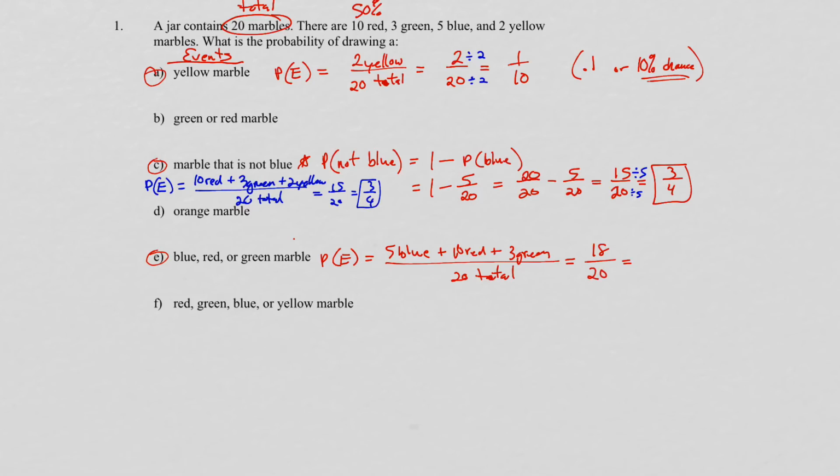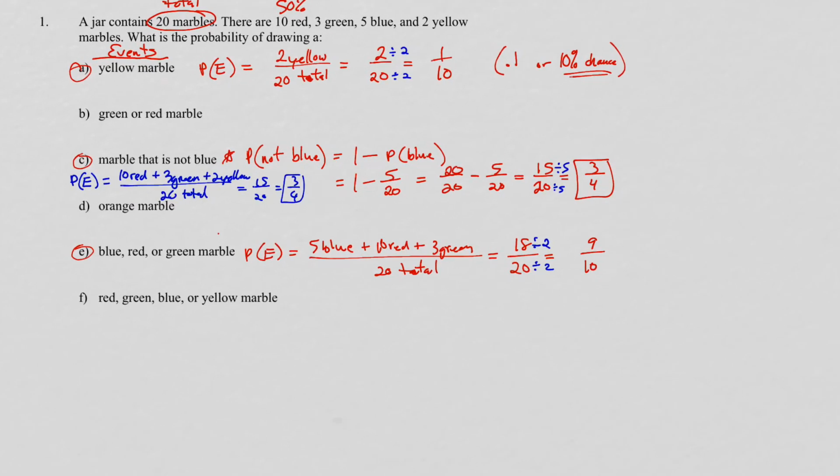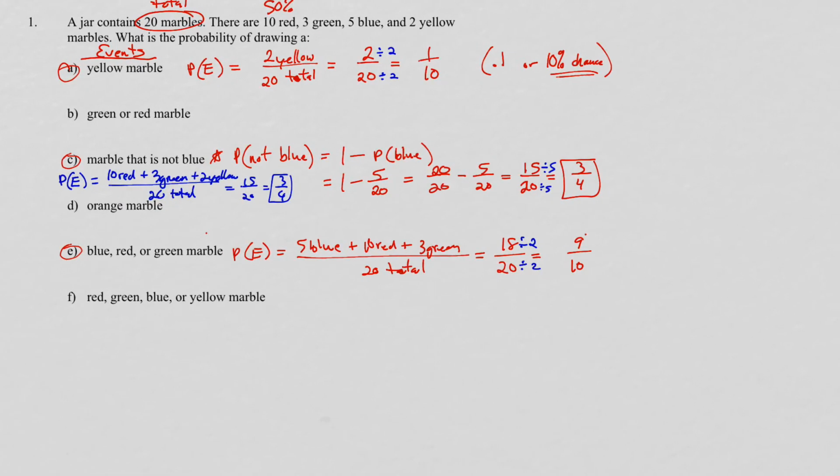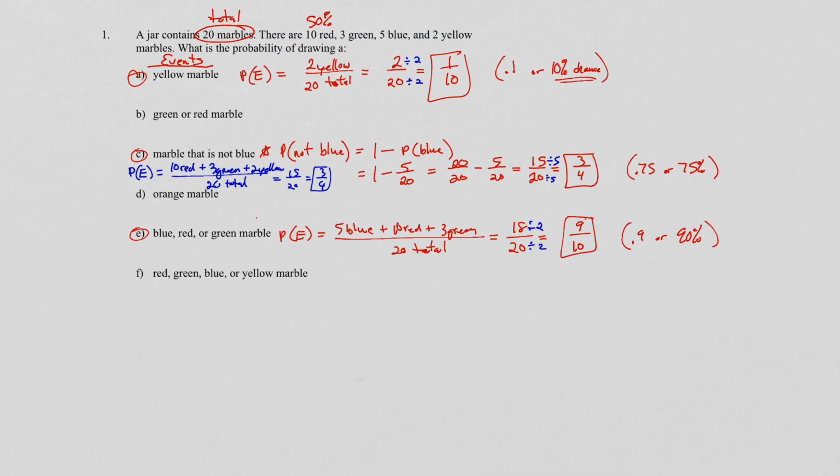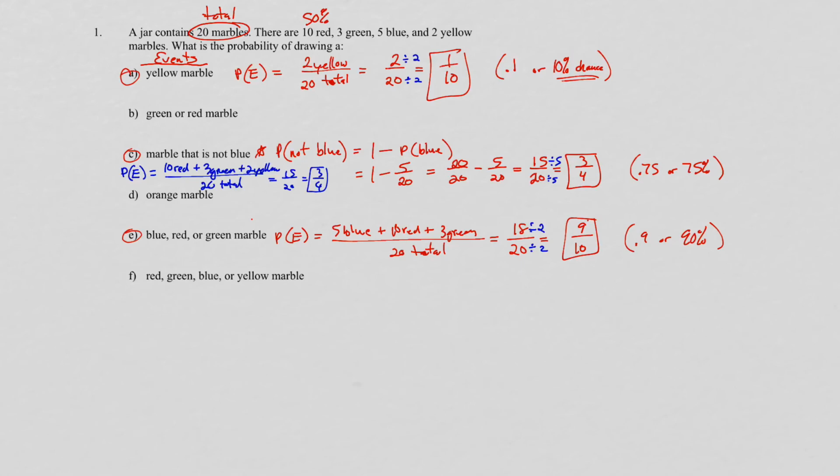Which, if you reduce that by 2, it's going to be 9/10. Okay. So even though these are the answers, we can translate these to, hey, that's 0.75 or 75% chance. This is 0.9 or 90% chance. All right, so let's go ahead and take a look at the other page.